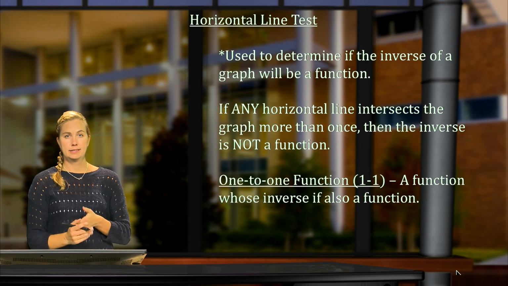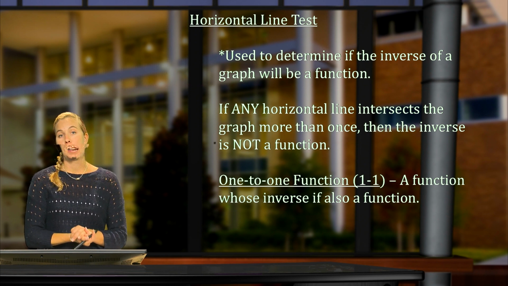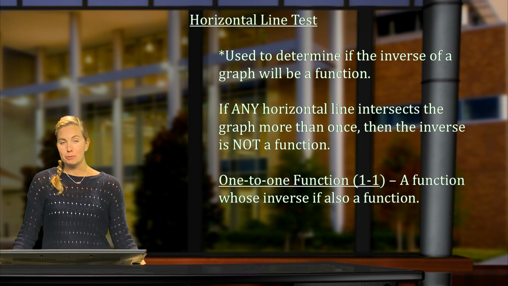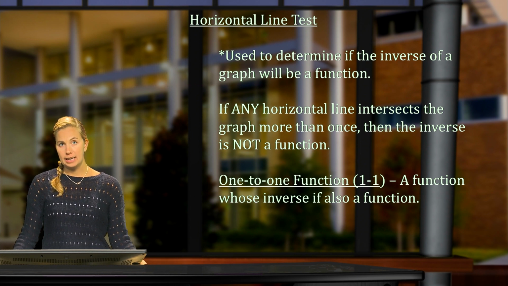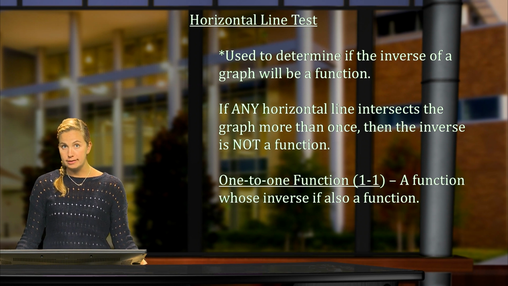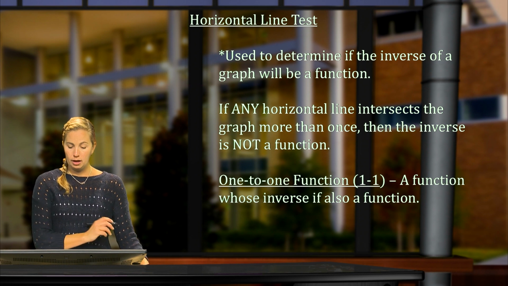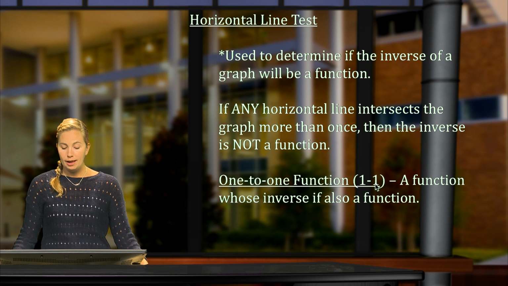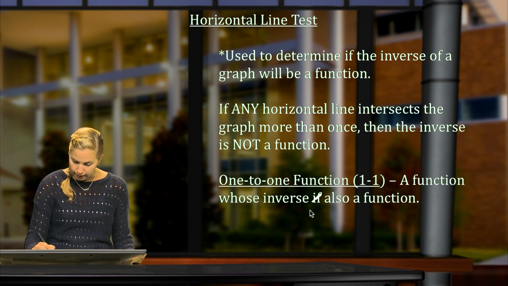Horizontal line test. You remember the vertical line test. We use the vertical line test to determine if a graph is a function. The horizontal line test we use to determine if the inverse is going to be a function. And it's the same tool. If any horizontal line intersects the graph more than once, then the inverse will not be a function. A one-to-one function, sometimes written as 1-1, is a function whose inverse is also a function. This should say is.